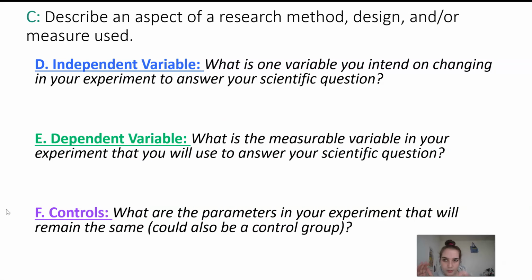So this is the same bullet point still. This is still describing an aspect of the research method. These are just more aspects of the research method. And these are the harder ones and most likely will be asked about because they are a little more tricky.